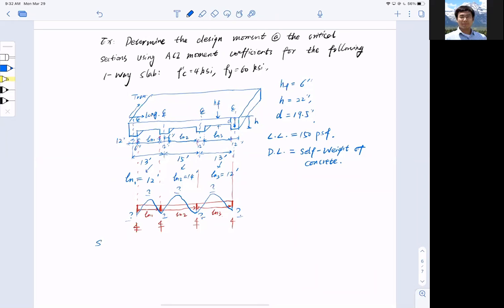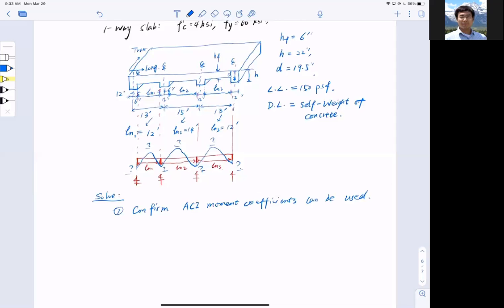All right, so to solve this problem, first, we need to confirm that the ACI moment coefficient can be used. So let's check the criteria one by one. First of all, 1.1, is it 2 or more spans? So 3 spans. Okay, check.